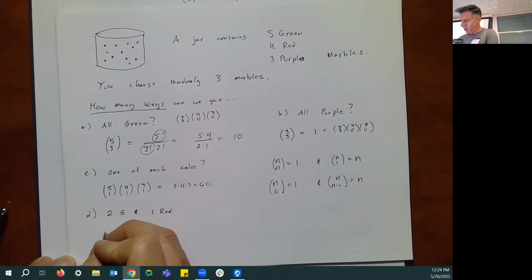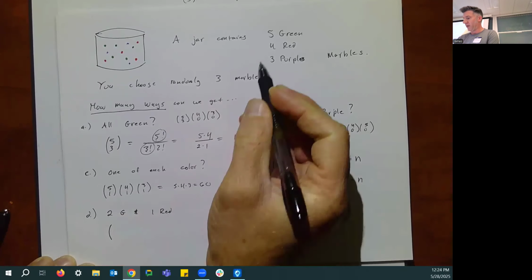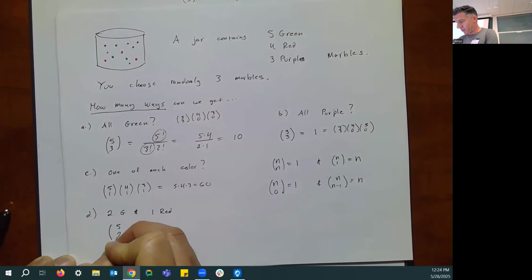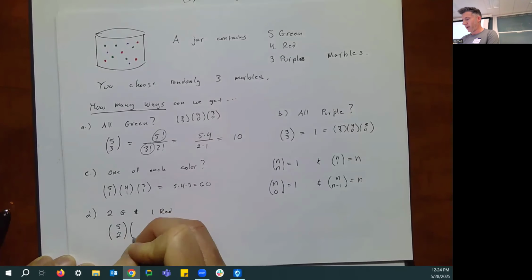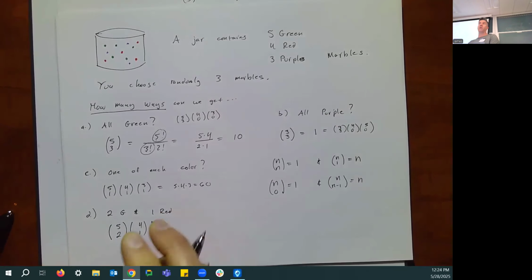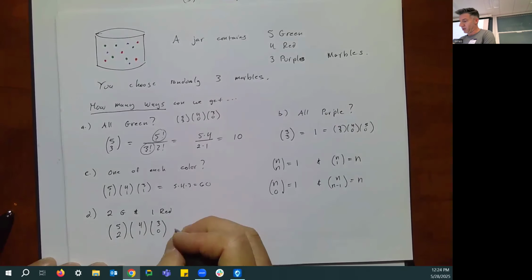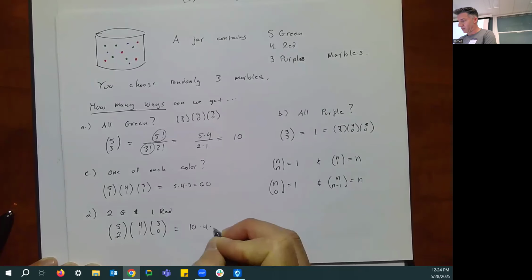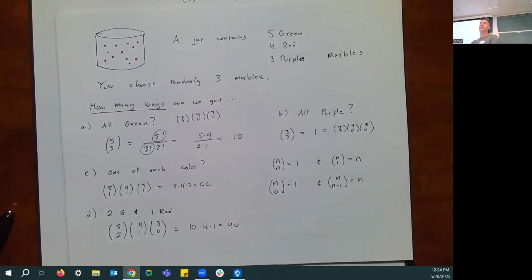So this one without much fanfare should be, well, there's 5 green ones, so there's 5 choose 2 ways of picking 2 greens. There's 4 red, so there's going to be 4 choose 1 ways of picking 1 red. And you could even say times 3 choose 0 ways of picking 0 purple out of 3. And that's going to be 5 choose 2 is 10, 4 choose 1 is 4, 3 choose 0 is 1. That's going to be 40 ways.